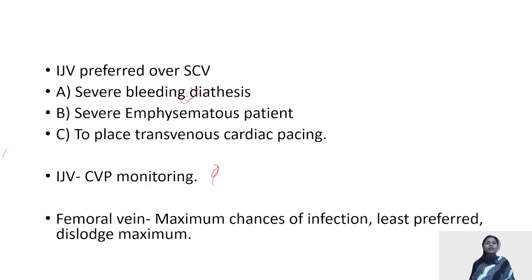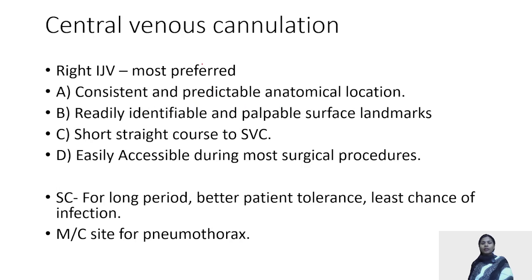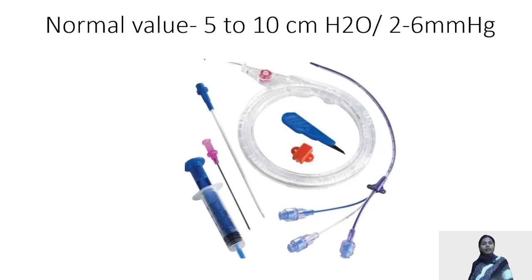Then in patients with severe emphysema also, the chances of pneumothorax or the bursting of the bullae, if present at the apex, are very high. In those cases also, we prefer the IJV over subclavian. Done. IJV can be used for CVP monitoring. The one thing about CVP monitoring that you all have to remember is the normal measurement of CVP, which is 5 to 10 centimeter water or 2 to 6 mm Hg. This has to be remembered.